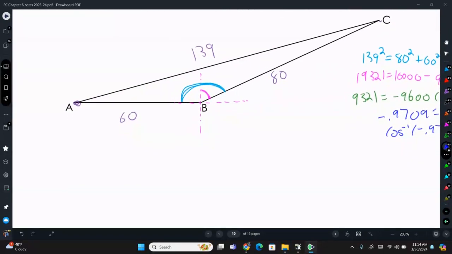So if we look at that angle in light blue, and we know that that is 166.14, we could figure out what this angle is outside the triangle, because this straight line should add to 180. So 180 minus 166.14 gives us 13.86 degrees.